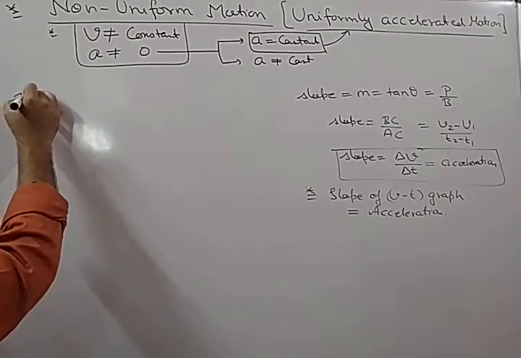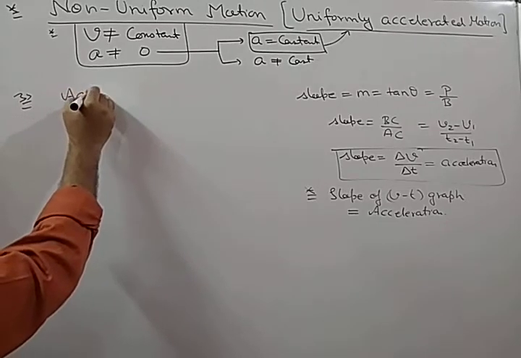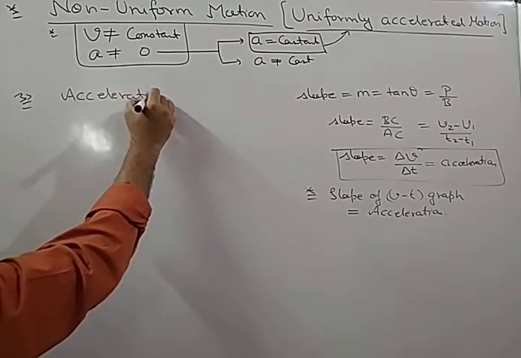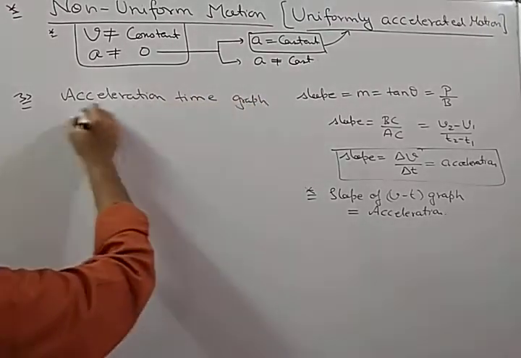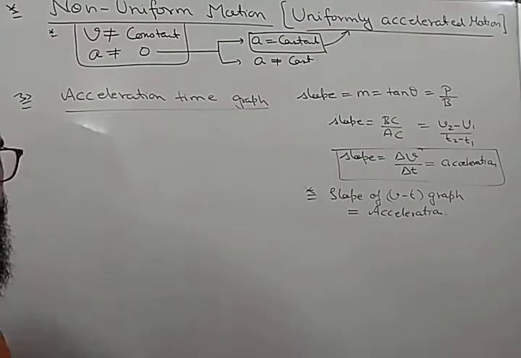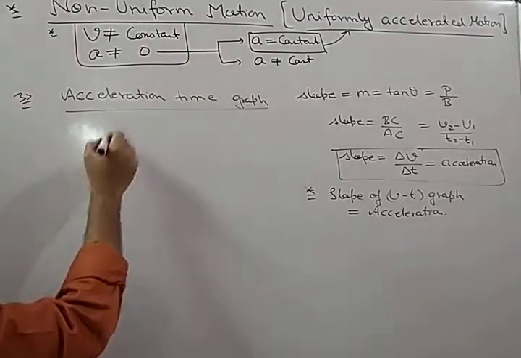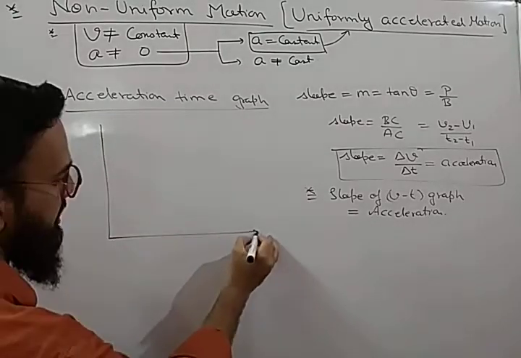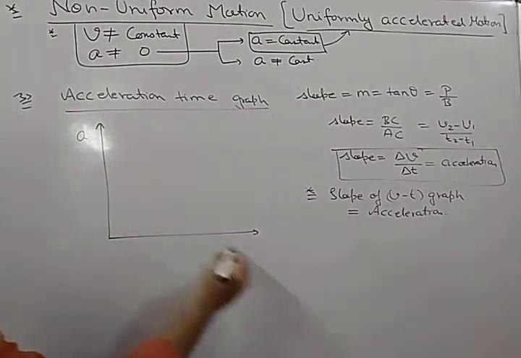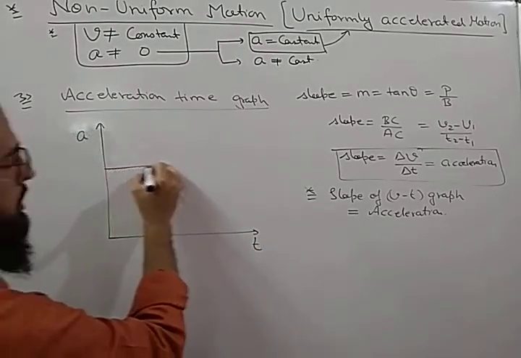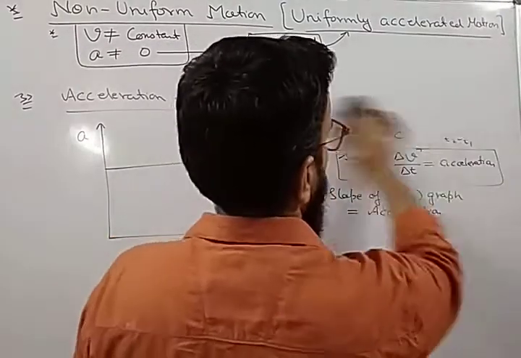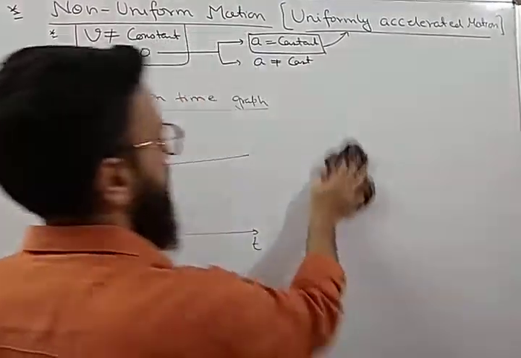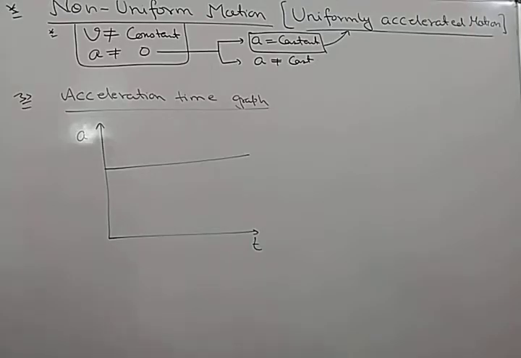So the last graph is the acceleration time graph. We are discussing uniformly accelerated motion. It means acceleration is constant. So when acceleration is constant, the graph will be a straight line parallel to the time axis. Like in the previous uniform motion case, when velocity was constant, the graph was also a straight line. Here also acceleration is constant.